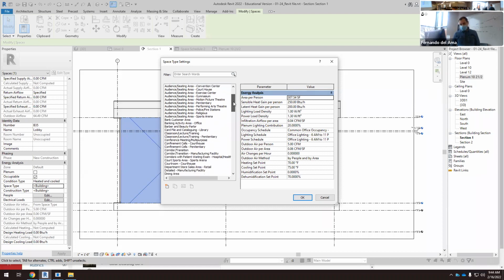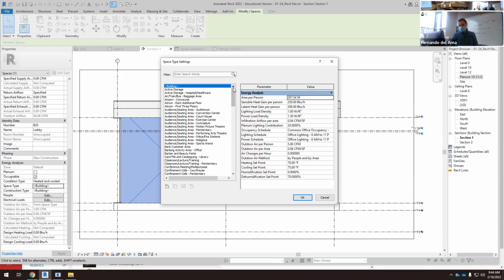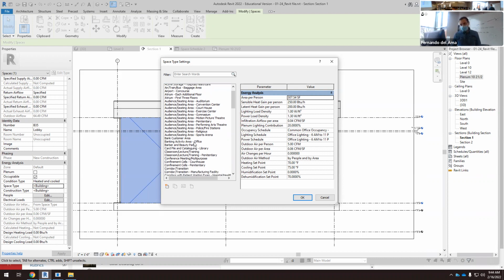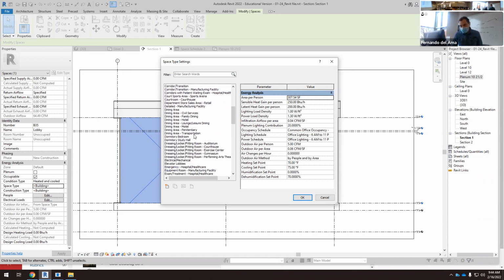look at this. We have thousands, a lot of options. So what kind of building are we working with? We can say that we are working with an office building. Do we have office building somewhere? Well, here we have lobbies. Okay, we have lobby. It's a lobby of an auditorium. It's a lobby of a hotel.